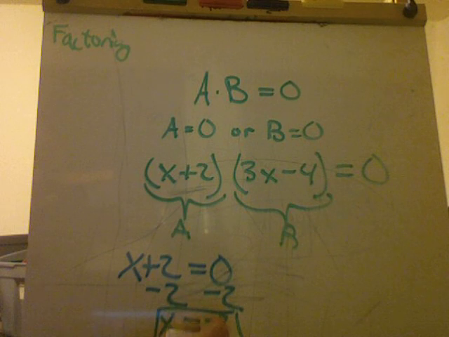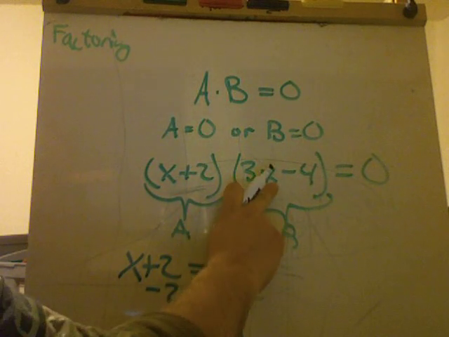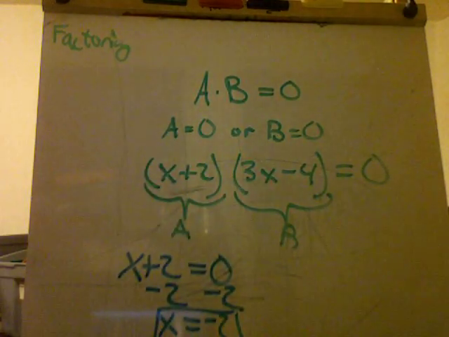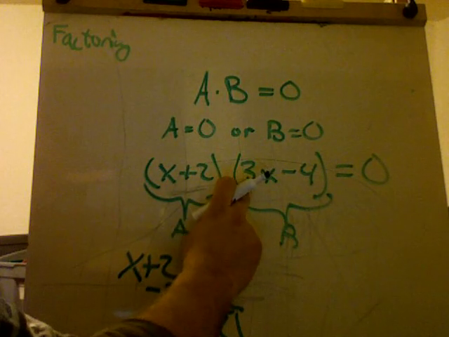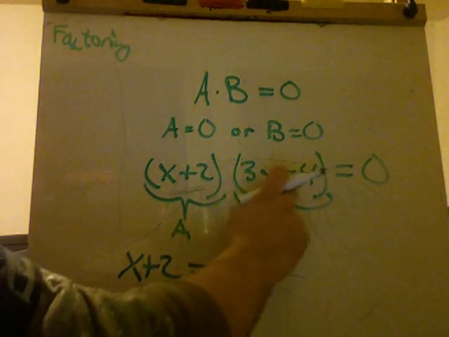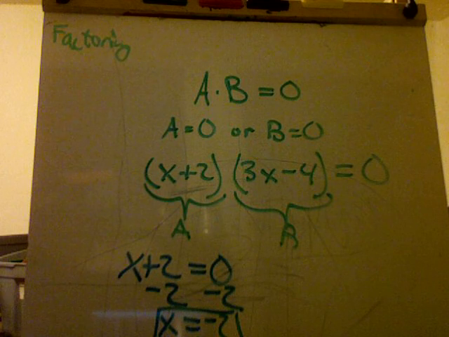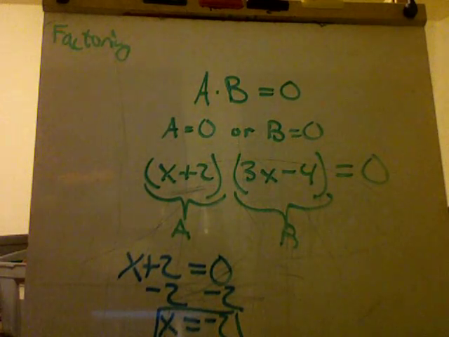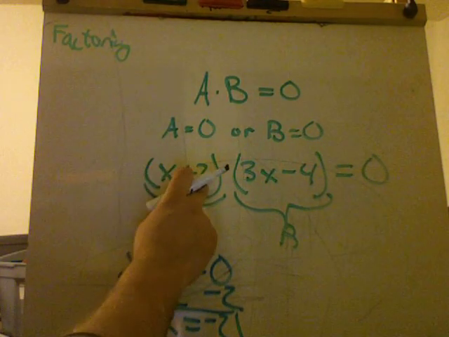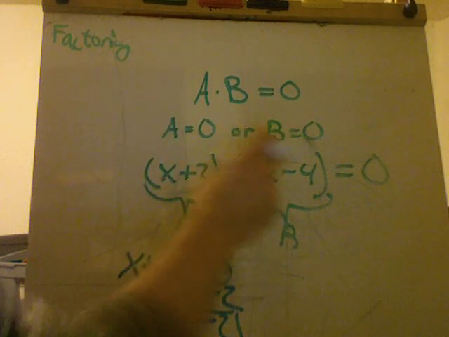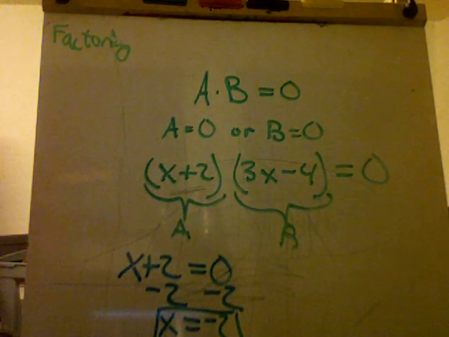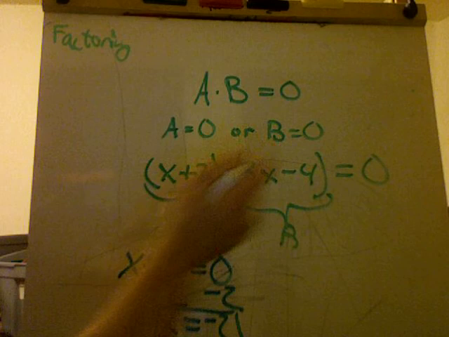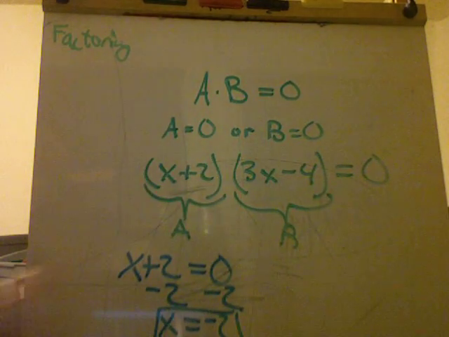Now we can check that answer. Put a negative 2 in for x here, and a negative 2 in for x here. So negative 2 times 3 is going to be negative 6, minus 4 is negative 10. Negative 2 plus 2 is 0. 0 times negative 10 is 0. Okay, so it works.